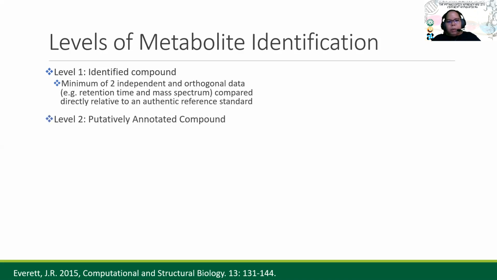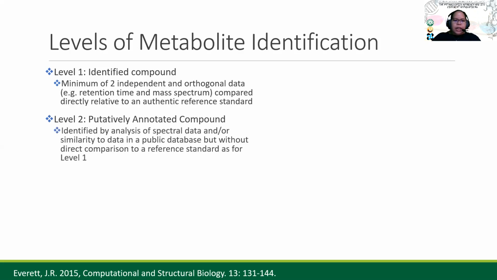Level 2 will be your putatively annotated compound. So from metabolomics papers, you will see a lot will mention putative identification. So the putative identification is usually based on spectral data or similarity to data that is available in public databases without confirmation to reference standards. So yun.